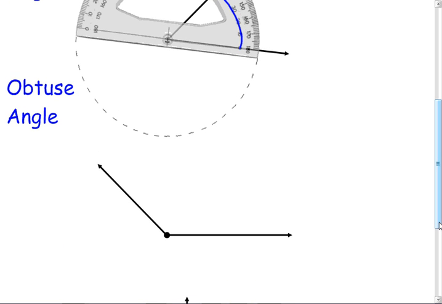Shall we try doing the obtuse angle? Now, obtuse angles, they're the bigger ones. Let's call this angle A. The measure of angle A, which we write like this, the biggest it could be is 180 degrees if it's obtuse, and the smallest it could be is 90 degrees.